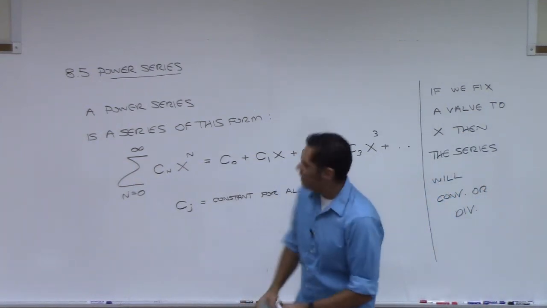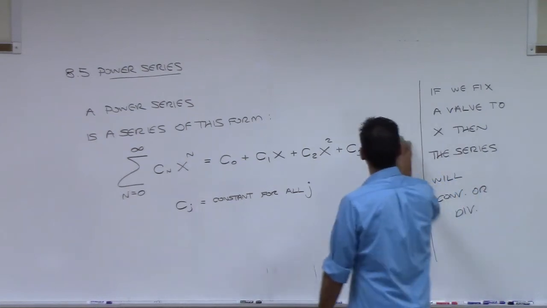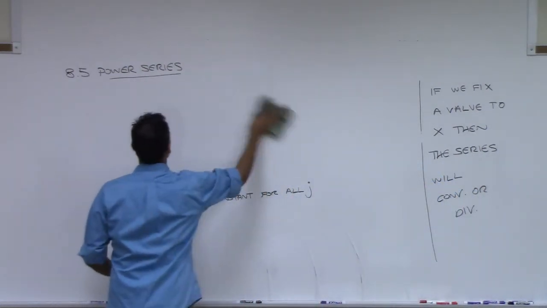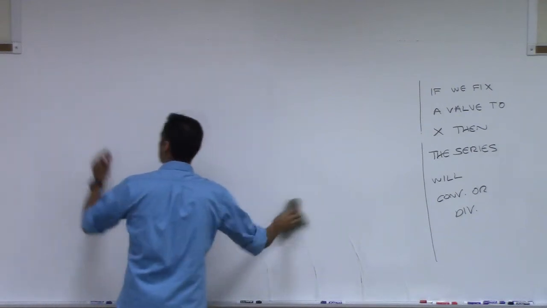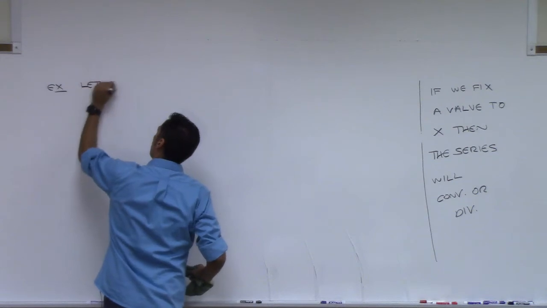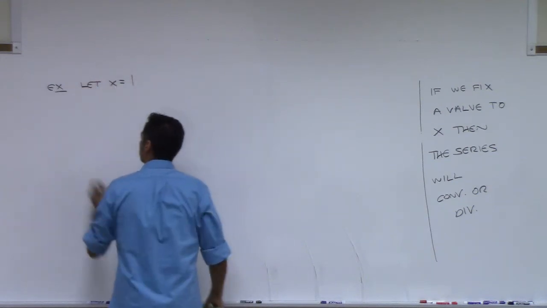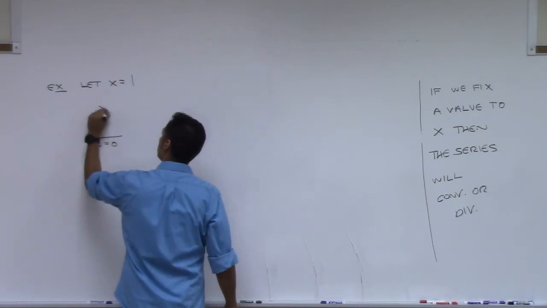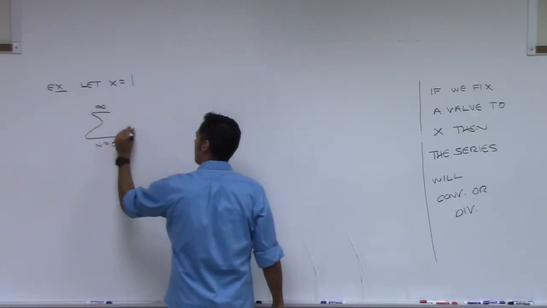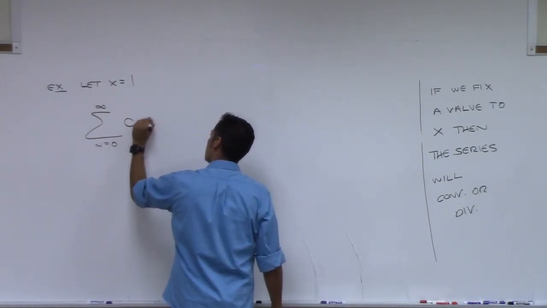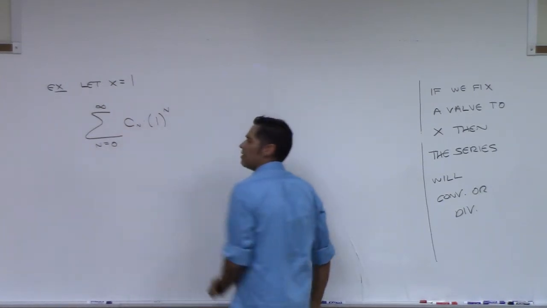Let's look at a specific example. Let x be 1. Okay, so what would we get? Sum n equals 0 to infinity, and then we would have c sub n times 1 to the n, right? That's what it would be.